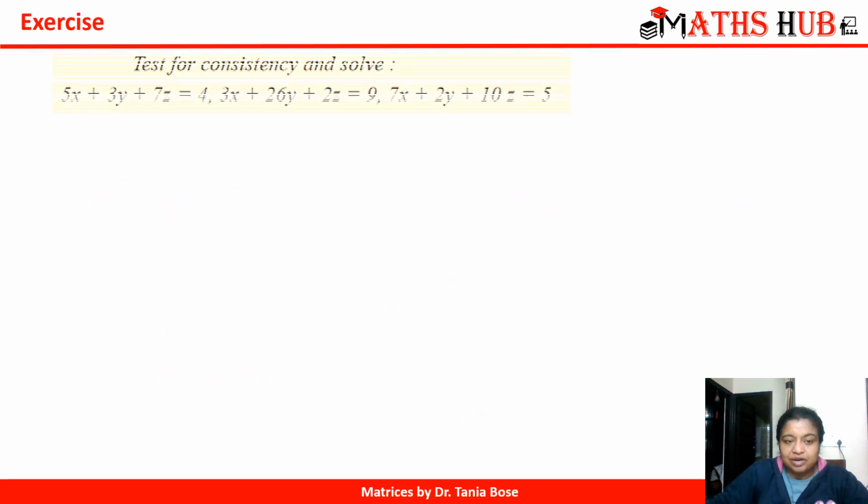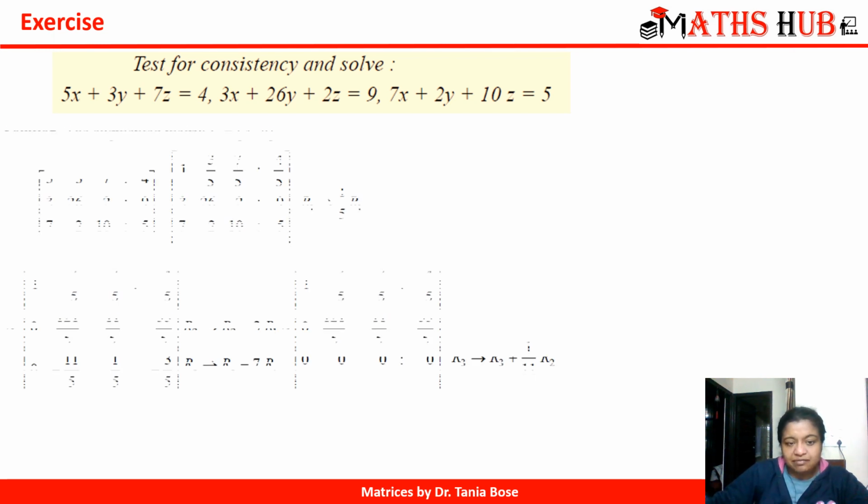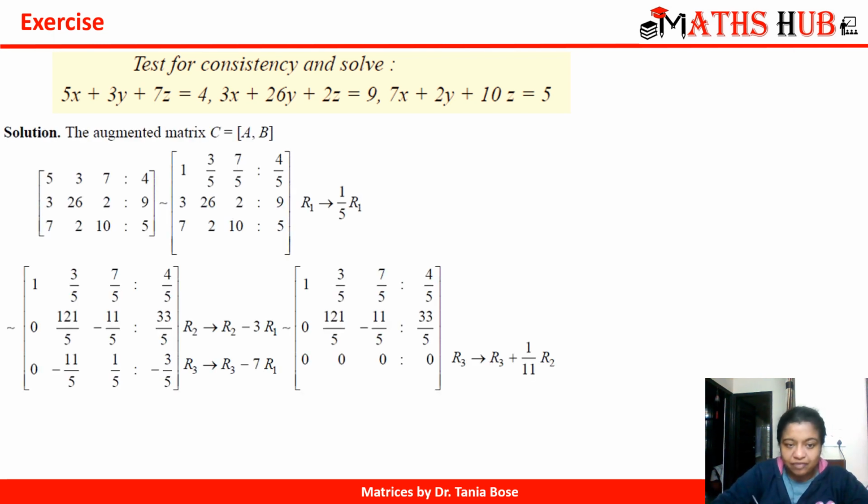Let us try one more problem. We have to test for consistency and solve the system of equations. Again, we convert them into the form of A augmented B. In my videos, I've tried to cover both types of writing the equations. Here we are writing it in the form of A augmented B. You can see [5, 3, 7; 3, 26, 2; 7, 2, 10]. This is the coefficient matrix. Then we have written an augmented right hand side vector, which is 4, 9, and 5.